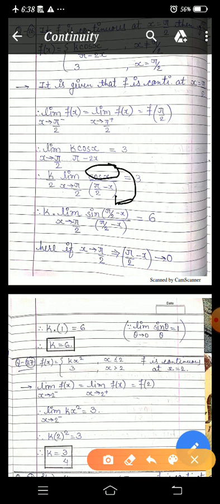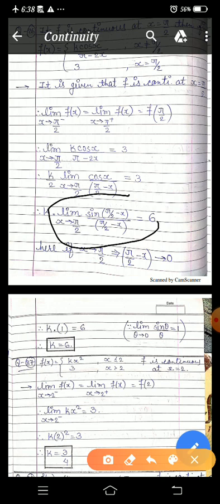We all know that cos x can be written as sin pi by 2 minus x. Why are we converting into sin pi by 2 minus x? Because we have one relation: whenever theta tends to 0, sin theta by theta equals 1. So here we have created the same relation.